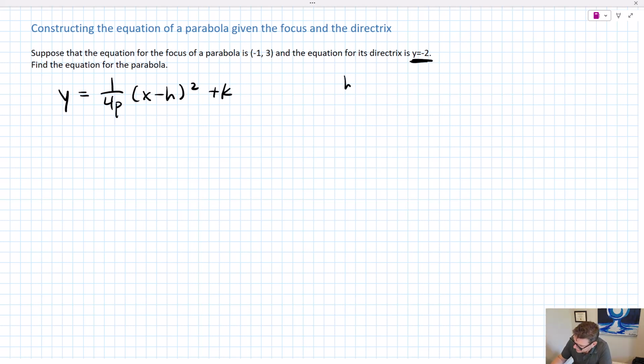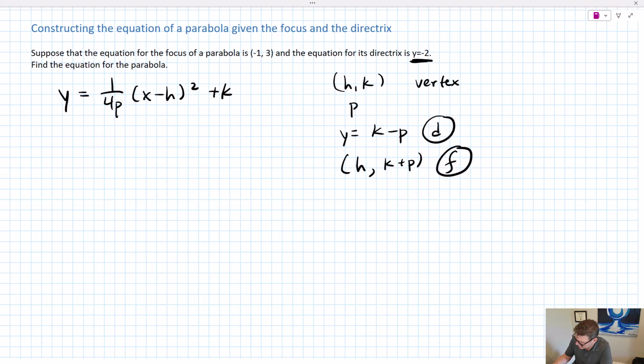Now, I've got (h, k), that's my vertex. I want to find that. And I need to find p. We're going to remember that y equals k minus p, that's my directrix, and (h, k plus p) is going to end up being my focus. That's because we have that up-down orientation. More appropriately, it's probably easiest to just think about the fact that the vertex is directly between, in this case vertically, the focus and the directrix. The h remains exactly the same. Notice h is the same. It's only the y that's going to change.